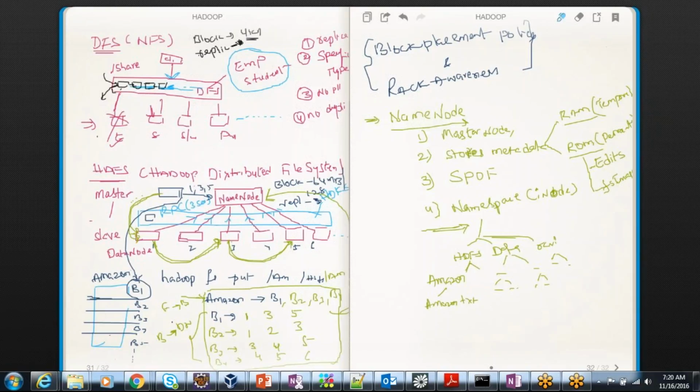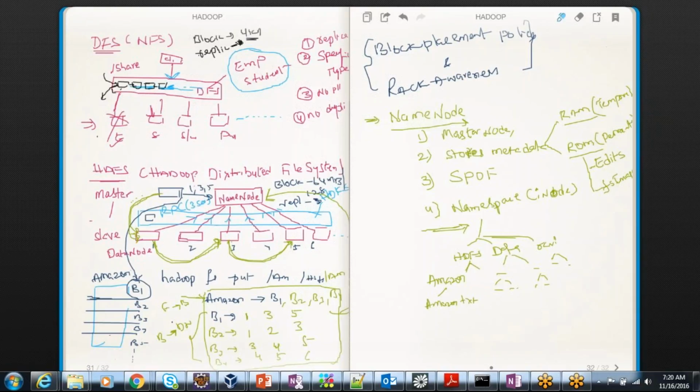In the edits, it will maintain raw transactional information. What is a raw transaction? You are creating a directory, yes, the entry will go into edits. You are creating a file, it will go into edits. So create, append, modify, remove.